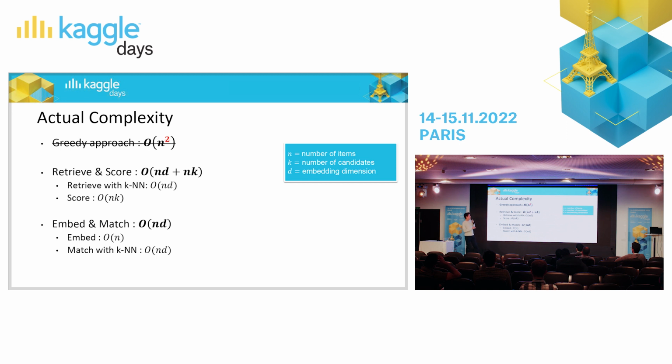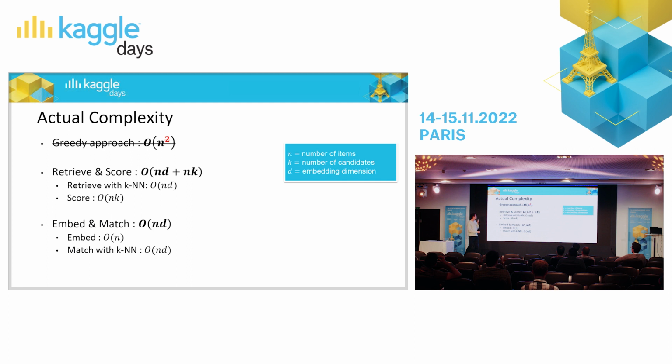The greedy approach, I can already discard, because if you have a true database with, say, 10,000 items, it's already in the order of millions, so it's not tractable. The trick is that if you retrieve items with k-NN, for instance, or if you have an embedding, the retrieval is not of square complexity. If you use a correct algorithm, which is easily available anywhere, like in scikit-learn or your favorite library, you can do it in linear time.